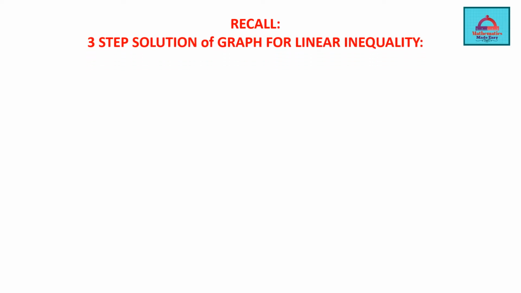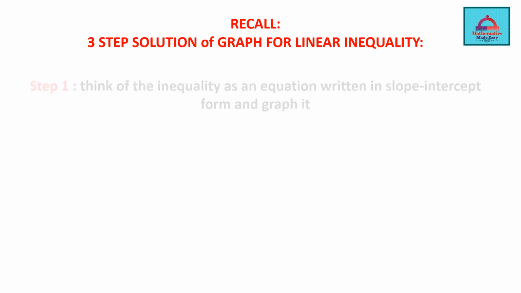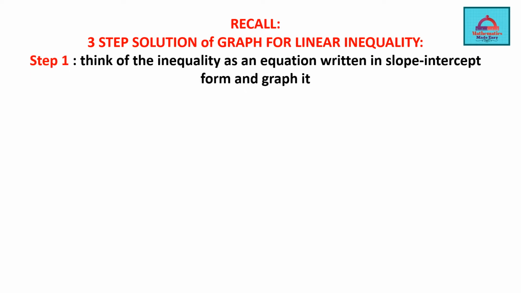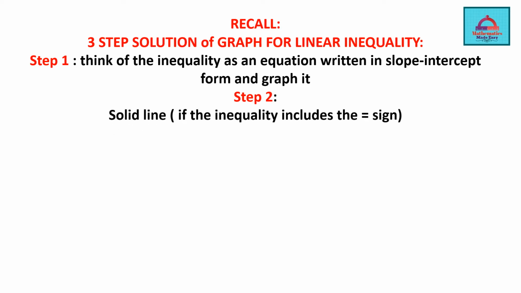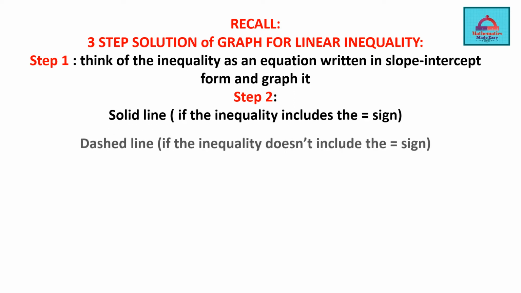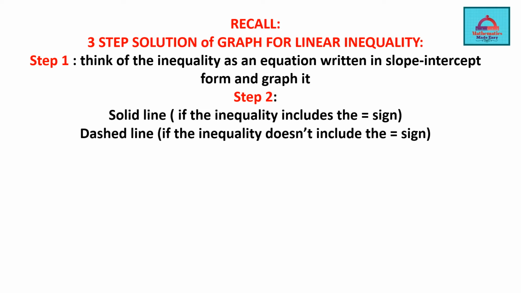Before we move on to a question, I want you to recall from the last video the three-step solution for graphing a linear inequality. In step 1, we think of the inequality as an equation and we write it in slope-intercept form. We use the definition of slope equal to rise over run and the y-intercept to graph it. Then in step 2, we draw a solid line if the inequality includes the equal to sign, and a dashed line if the inequality does not include the equal to sign.